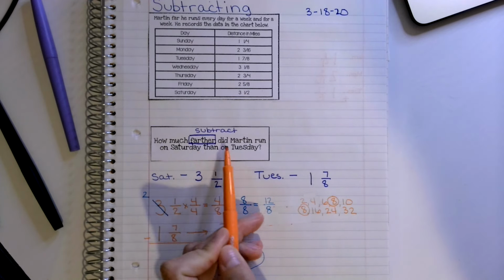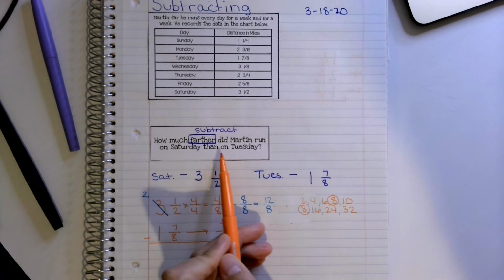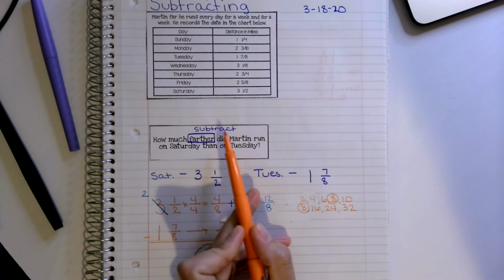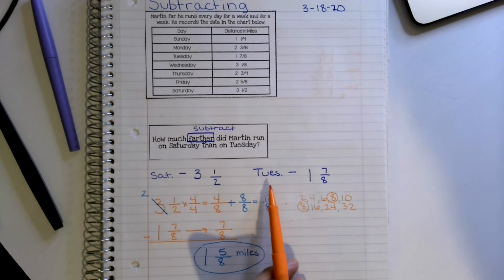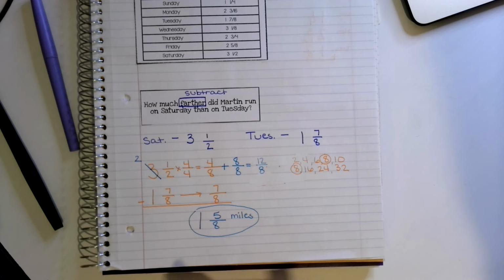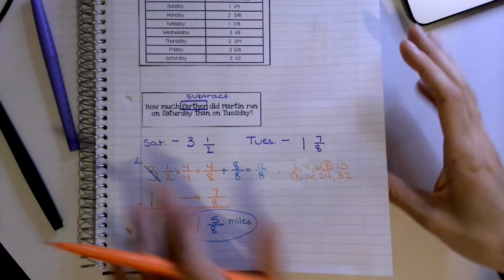How much farther did Martin run on Saturday than on Tuesday? We talked about how farther means to subtract. Saturday he ran 3.5 miles. Tuesday was 1 7/8 miles. So you had to subtract, and you had to borrow in order to do it. So we're going to go over the other two.